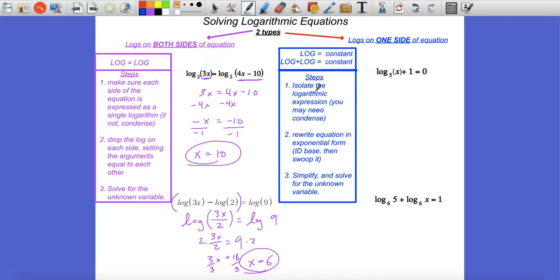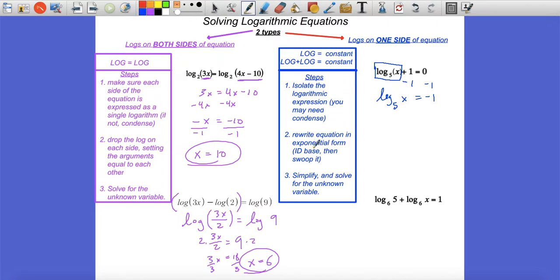Well, remember, the logarithmic expression is the log base whatever of the argument. So this right here is our logarithmic expression. So we want to start by subtracting 1. Get rid of that 1 right there. So we have log base 5 of x equals negative 1. Well, once this is isolated, which it is, we now rewrite our equation in exponential form.